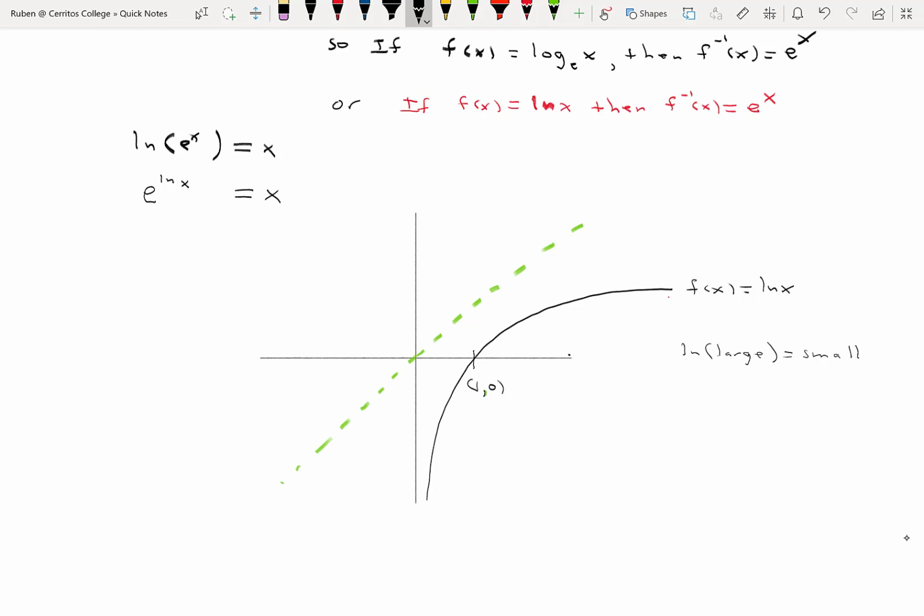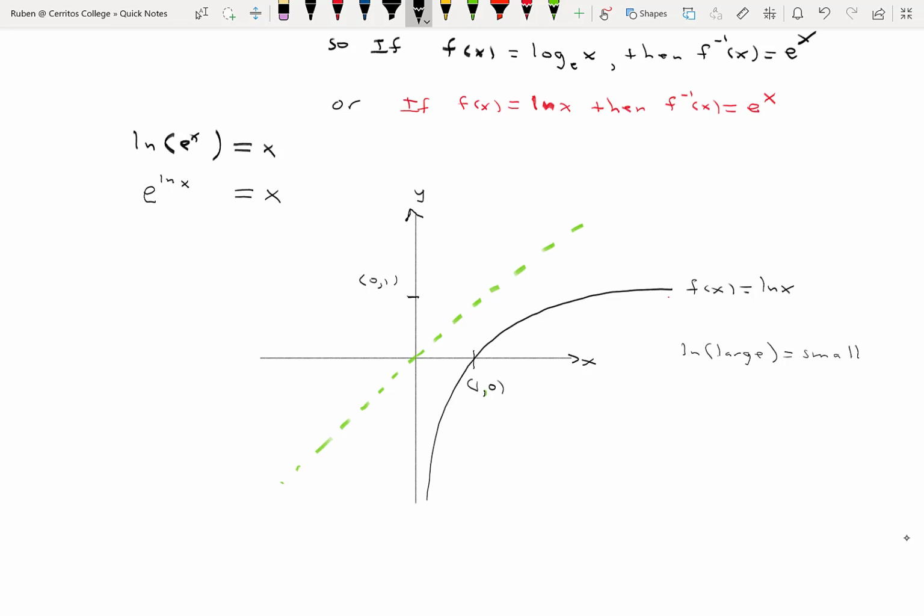So what's the corresponding point that the exponential function e to the x should go through? Remember, to find a point on the inverse, all you do is switch x's and y's on the original function. So the inverse should go through the point (0, 1).